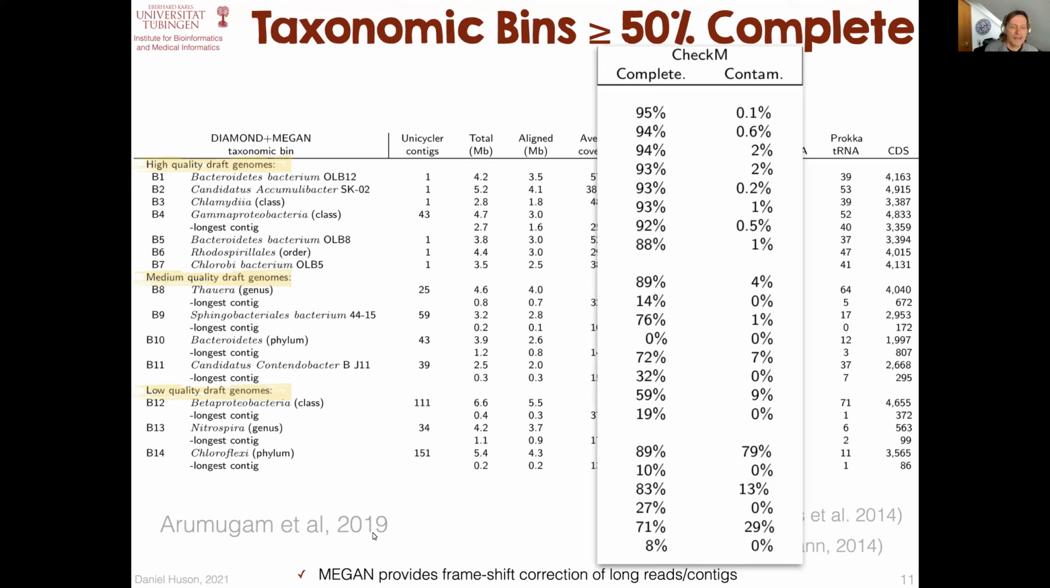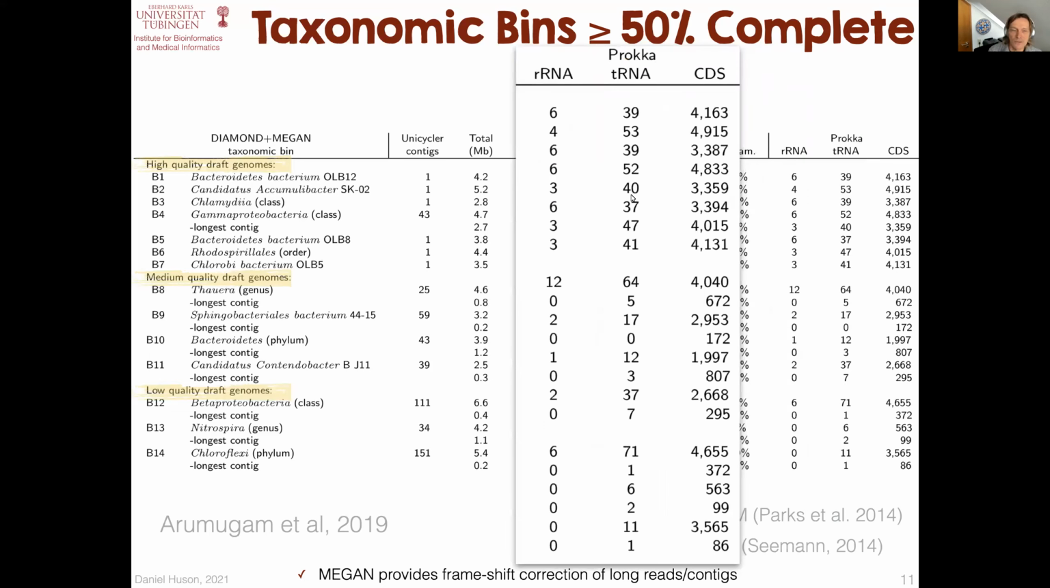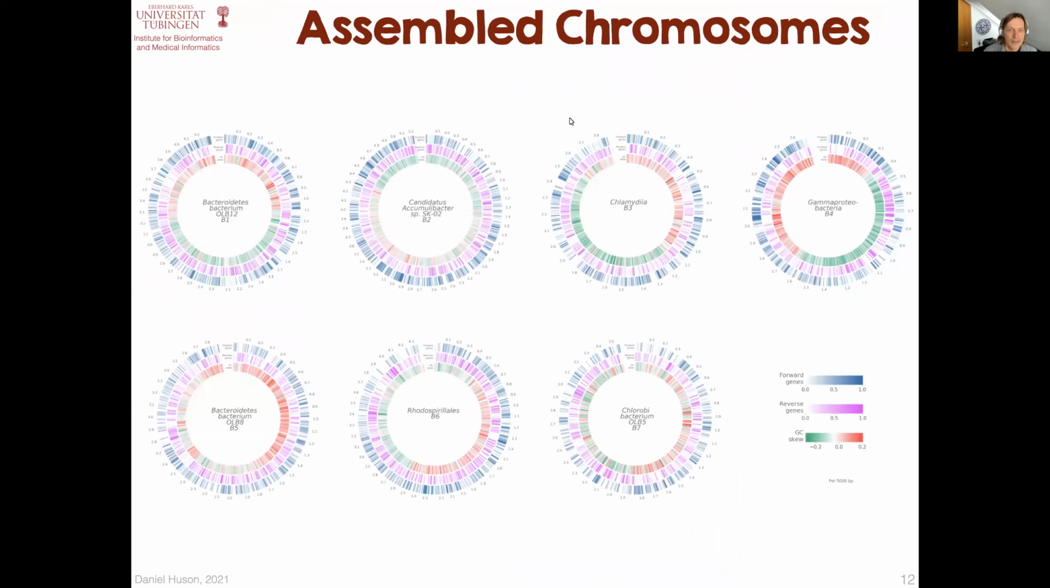In Megan, you can actually use a frame shift correction mechanism. You put your long reads or contigs into Megan, and you can export them in a frame shift corrected fashion. Then all the tools like CheckM and Prokka work very nicely. You do get meaningful CheckM readouts, and you do get meaningful annotations of your long read assemblies. Without frame shift correction, that doesn't work. So here are those 7 chromosomes that we got back from that paper.